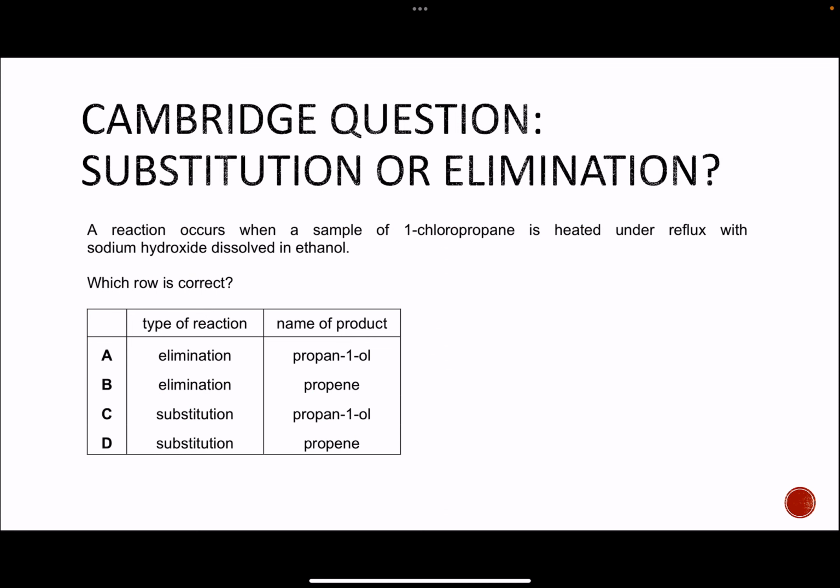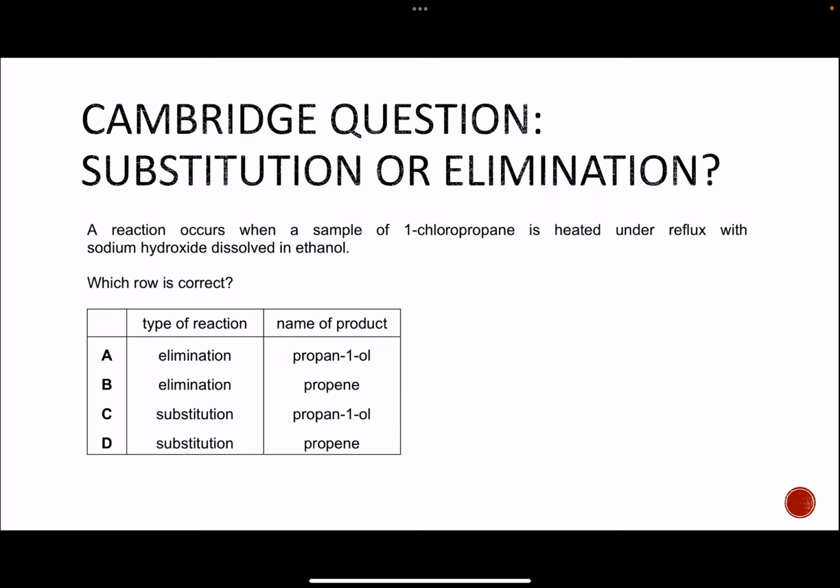So let's take a look at some Cambridge questions. As usual, I'm going to go ahead and pause, and then I'll answer each one. And these are the last few questions we're going to do for today's lesson. I have 4 of them. 2 of them I realized were exactly pretty much the same. A reaction occurs when a sample of 1-chloropropane is heated under reflux with sodium hydroxide dissolved in ethanol. Which row is correct?